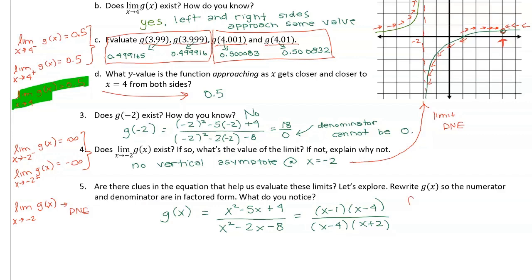So we're going to factor, and then we're going to simplify. Well, when we simplify, we're going to divide out common factors. This x minus 4 is a common factor. And you'll see that's exactly where we had a hole on the graph. So a hole at x equals 4.